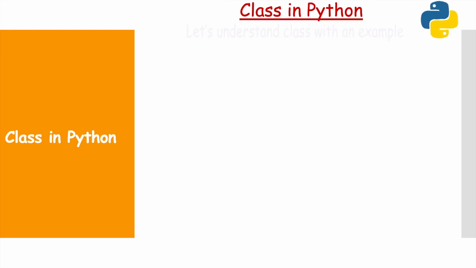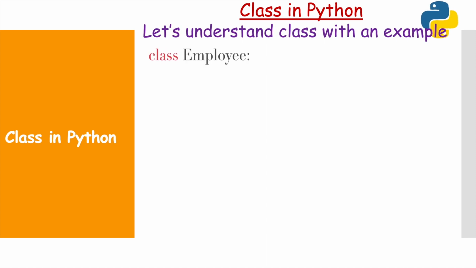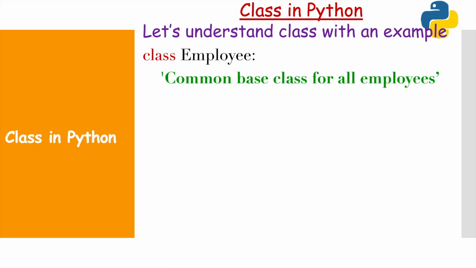So let's understand class in Python with an example. So very first, you use the keyword class to define the class, and then it is followed by the name of the class. In this example, it is employee, followed by a colon. Then comes your optional documentation string, which will describe the class. So here it is common base class for all the employees. So your employee class is a common base class for all the employees.